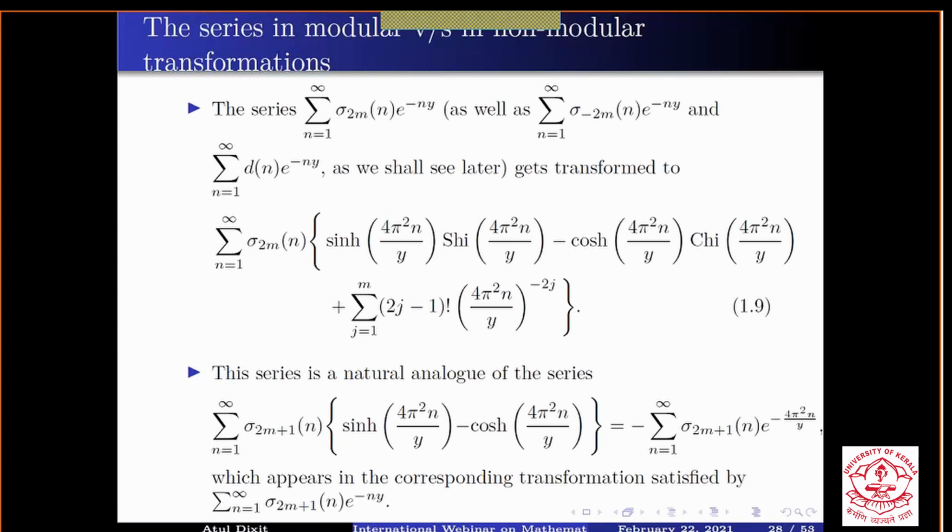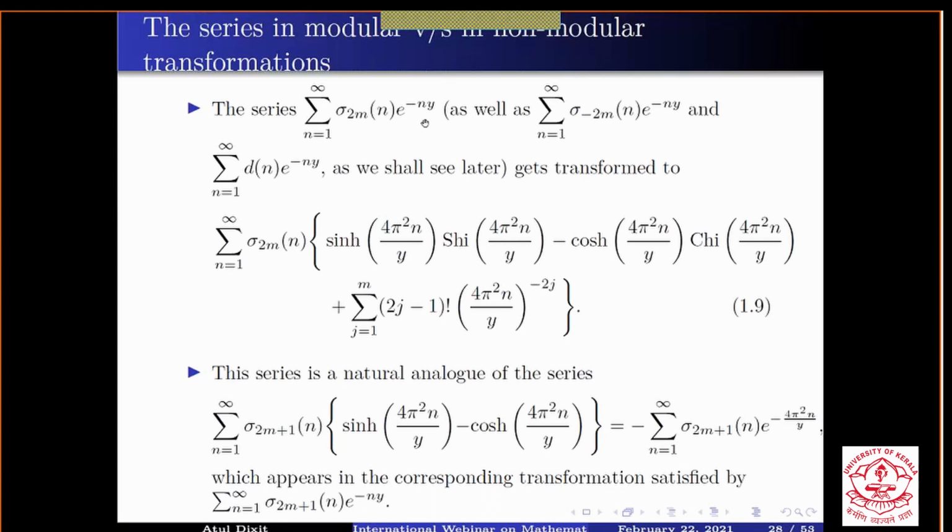So you get this modular transformation with exponential of minus n times y going into exponential of minus n times some constant upon y, which is a modular transformation. But when a is even, you don't get modularity, but still you can see the same exponent 4 pi square n by y appearing in the arguments of all of these functions. Even here it's 4 pi square n by y. So it's very nice to see this connection. So where can this be useful? So you have this particular series expressed in terms of this one.